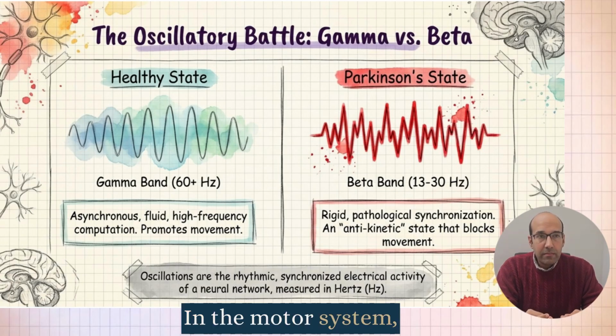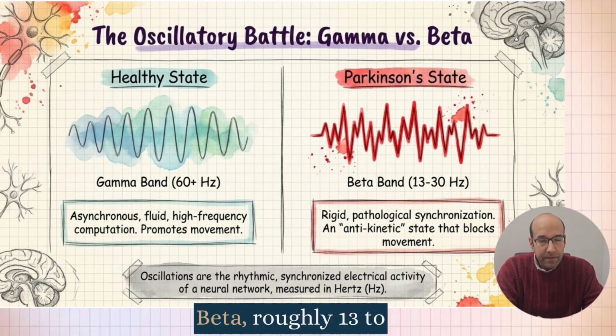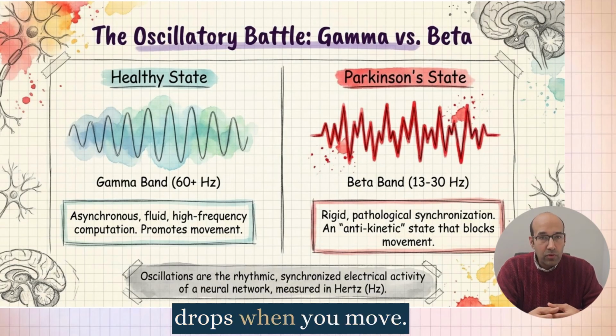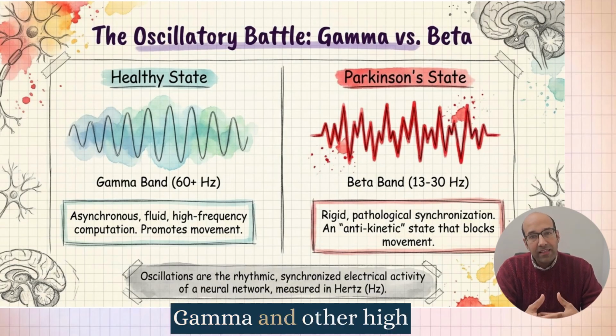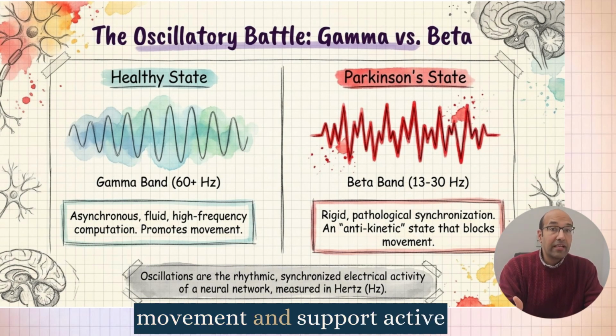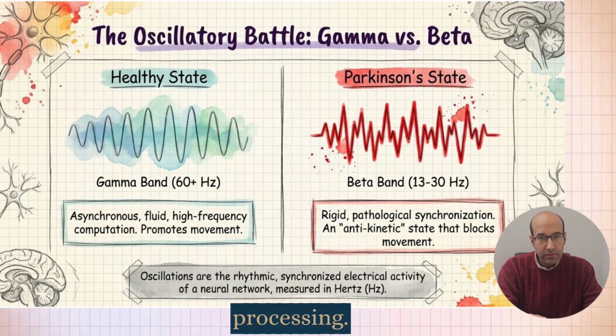In the motor system, two frequency bands are especially important. Beta, roughly 13 to 30 hertz, is dominant at rest and normally drops when you move. Gamma and other high-frequency activity rise during movement and support active processing.